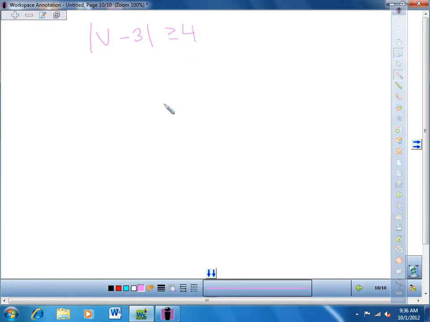Greater than or equal to 4. You basically do exactly the same process. Okay? So again, what this means is all the numbers whose distance from 3 is bigger than or equal to 4. Right? So you break it into 2 pieces. Either b minus 3 is greater than or equal to 4, or b minus 3 is what?